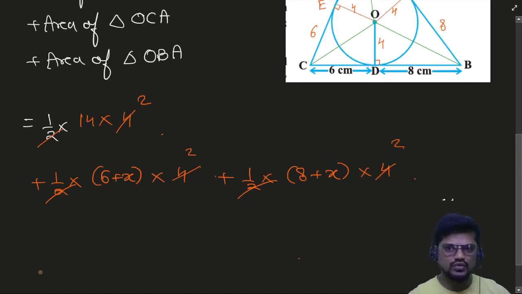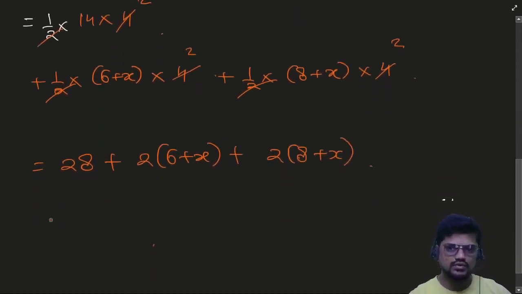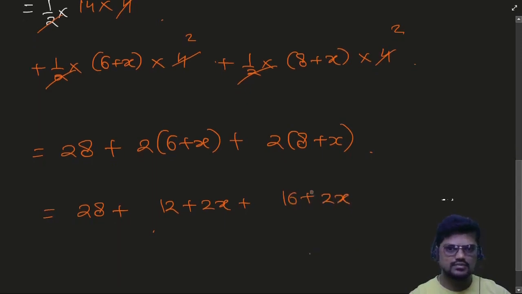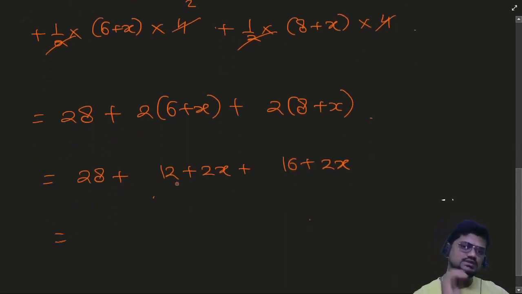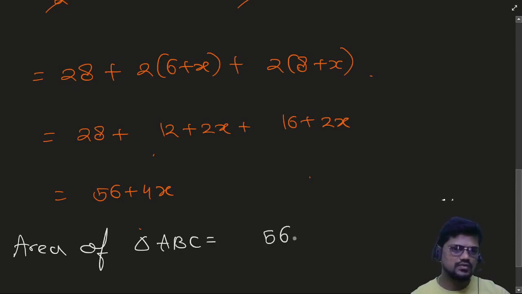So 14 into 2, 2 4s are 8, 2 2s are 4, 2 1s are 2, so it will be 28 plus 2 into 6 plus x plus 2 into 8 plus x, right? So what do we get? 28 plus 12 plus 2x plus 16 plus 2x. So 28 plus 12 is 40, 40 plus 16 is 56, plus 4x. This is what your area of triangle is. Area of triangle ABC is 56 plus 4x.